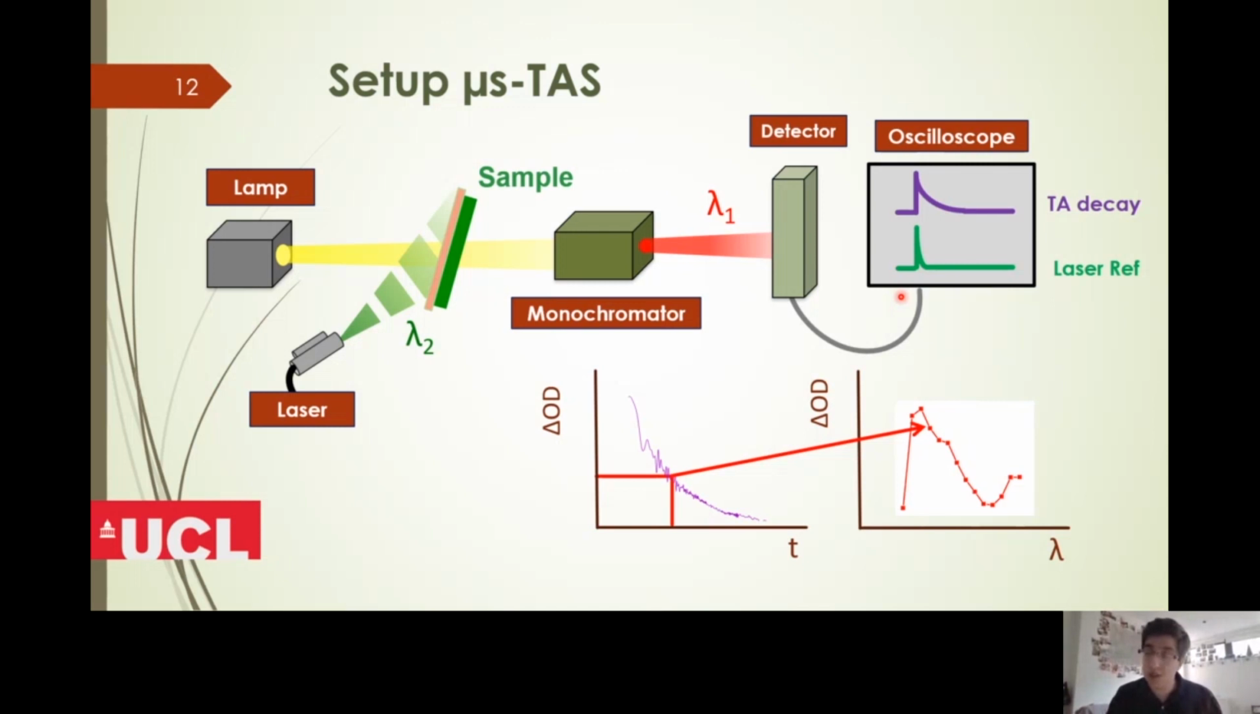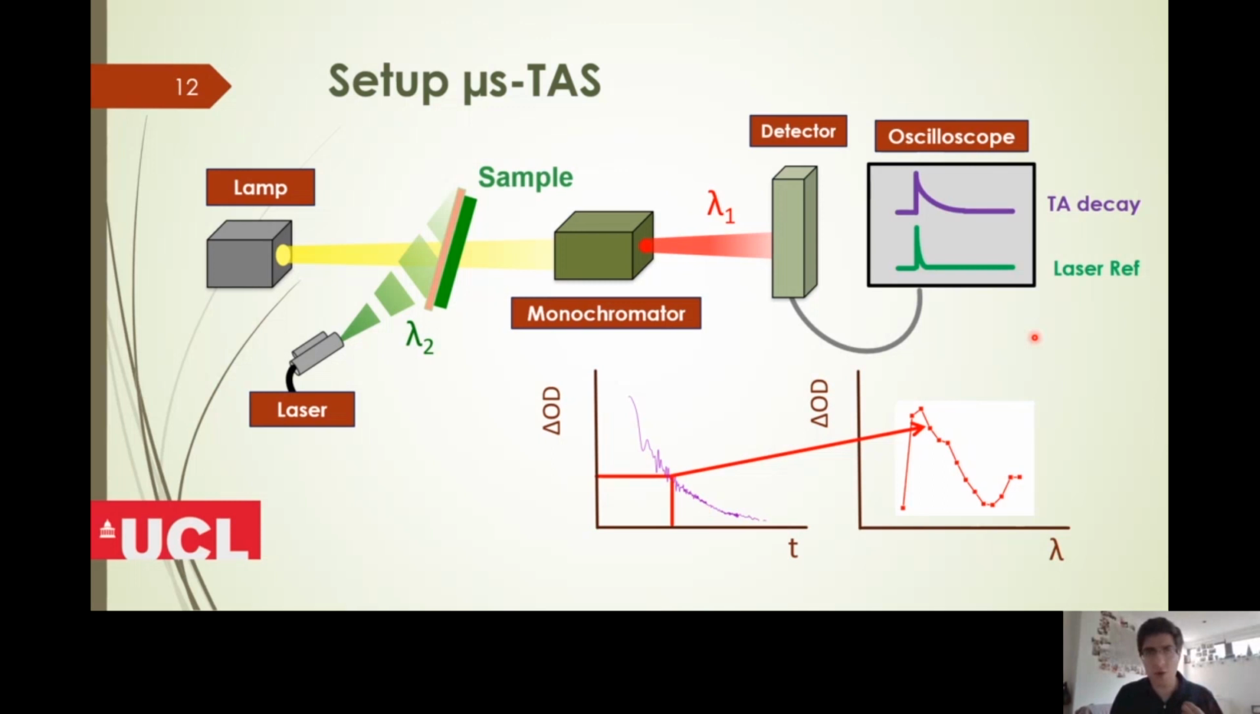Because in this case, we are not going to use a CCD. This time we are going to use a normal silicon array, which is connected to the oscilloscope. So instead of having the whole spectrum at one delay time, what we are going to do is select one probing wavelength, and I'm going to have the whole decay for that wavelength, as you can see here.